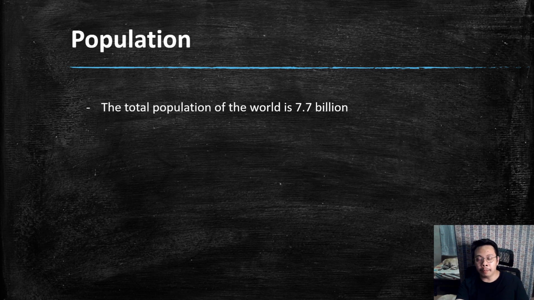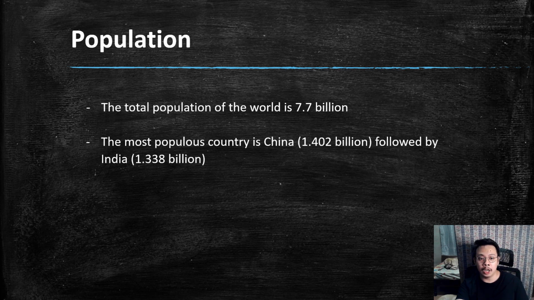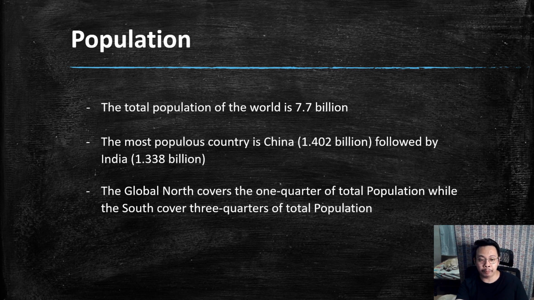No? So for the population, no, ang division aning duha, since the world population or the total population of the world is 7.7 billion. Now, the most populous country is China with currently or the latest census ato 2020, 1.4 billion, followed by India which is 1.3 billion. The global north covers the 1/4 of the total population, while the south cover 3/4 of total population.